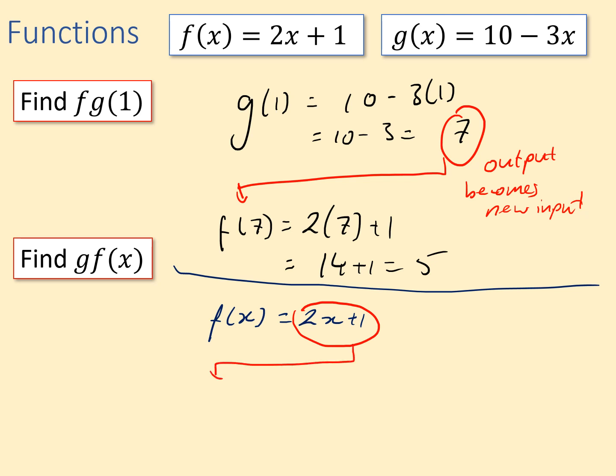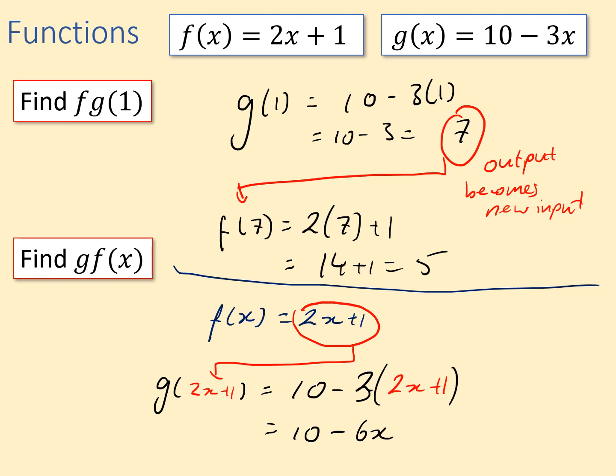So I'm now going to work out g of 2x plus 1. So just like we've done every time before, we're going to take the function and change x for 2x plus 1. So this will be 10 take away 3 lots of 2x plus 1. Let's expand that bracket out. So 10 take away 3 times 2 is 6x. Negative 3 times positive 1 is negative 3. Simplify, we get 7 take away 6x.